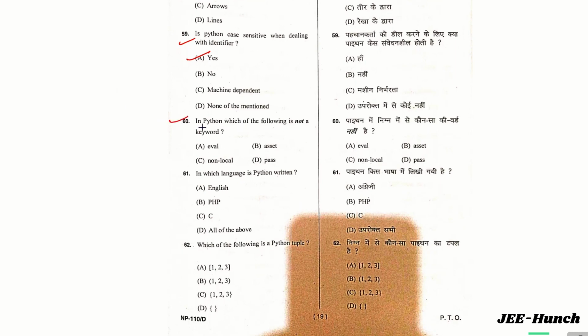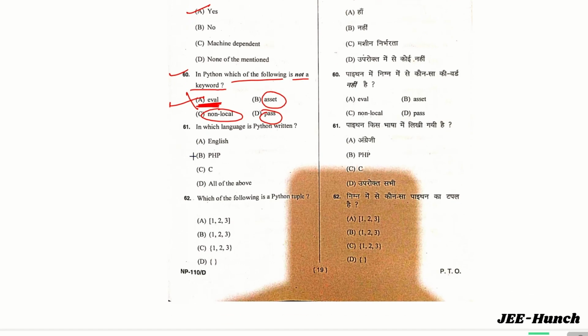Question number 60. In Python, which of the following is not a keyword? So assert is a keyword, pass is a keyword, nonlocal is a keyword, but eval is not a keyword. So option number A is correct. Next, in which language is Python written? So Python is taken from C language. C language, okay? So option number C is correct.